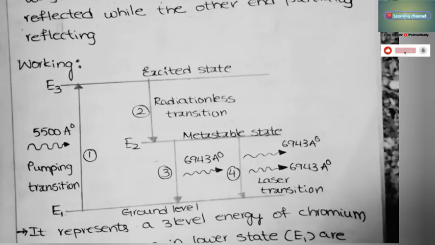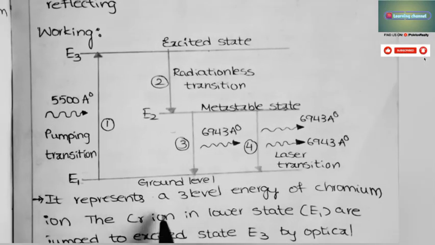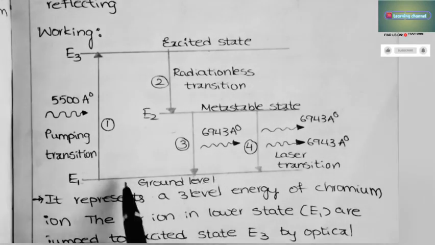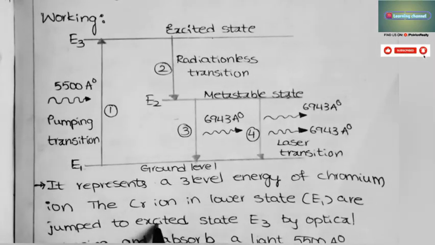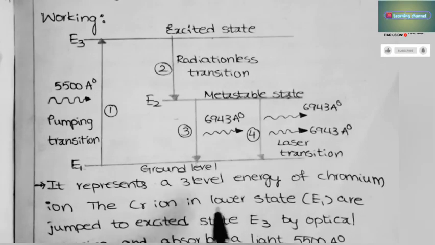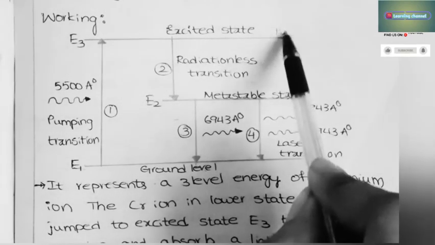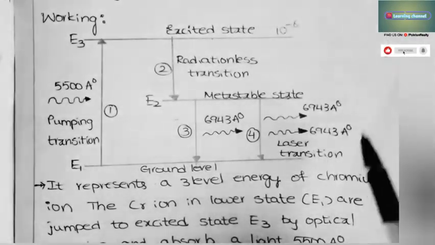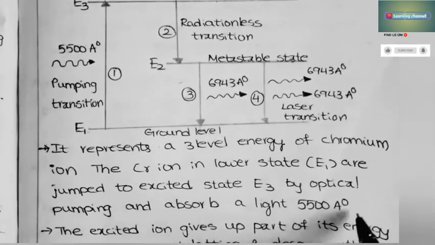With the help of the power source, the xenon flash tubes acquire energy, and that energy is acquired by the chromium ions. So here it is a 3-level laser diagram, right? So this is 1, 2, 3. First, the chromium ions absorb some energy from the xenon flash tubes. Then they are excited to the E3 level, the excited level. What is the lifetime here? 10 to the power of minus 8 seconds. Here they absorb the energy of 5500 angstroms.